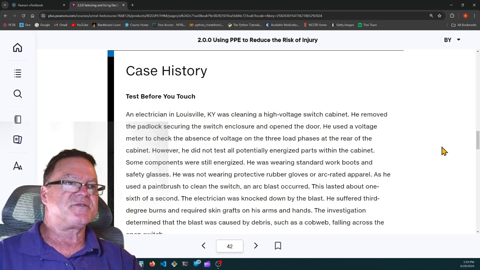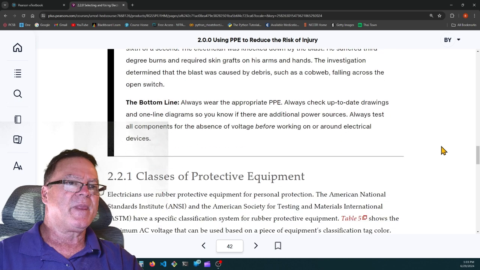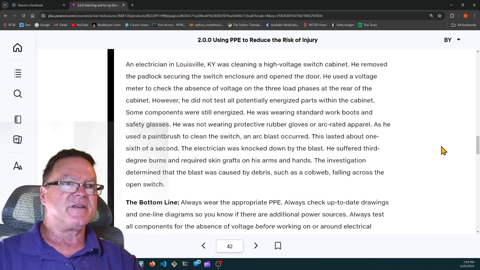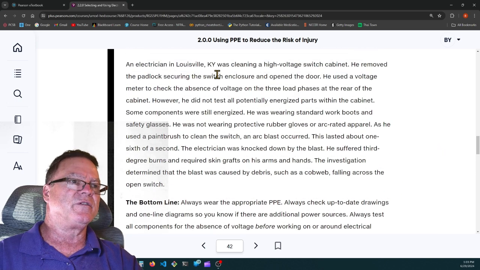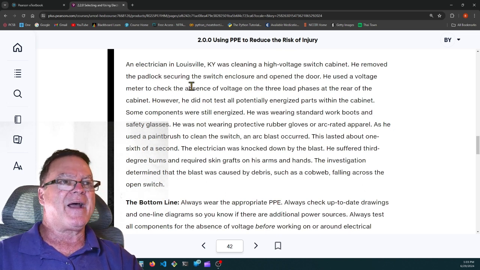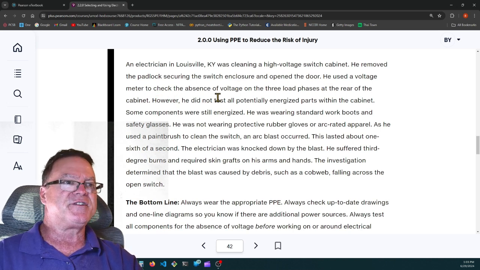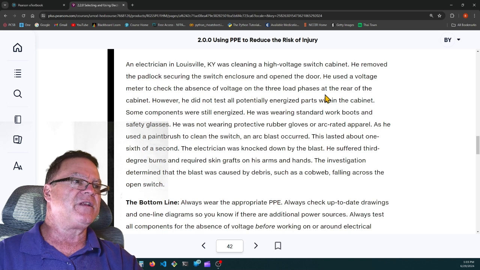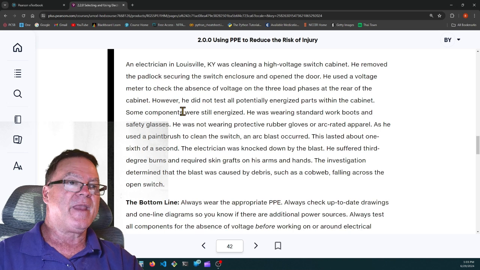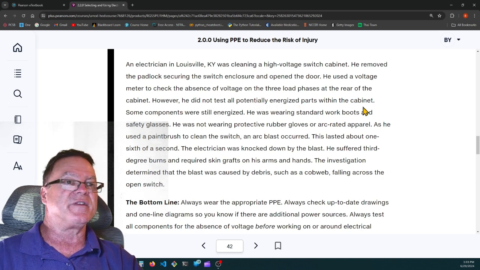Okay. Case history. I don't always like reading these. An electrician in Louisville, Kentucky was clearing a high voltage switch cabinet. He removed the padlock securing the switch enclosure and opened the door. He used a voltage meter to check the absence of voltage on the 3 load phases at the rear of the cabinet. However, he did not test all potentially energized parts within the cabinet. Some components were still energized.